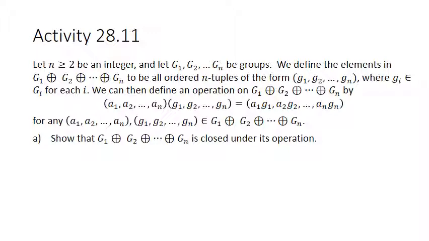Okay, let's go ahead and go over this. So first of all, show that G1 external direct product with G2 external direct product all the way up through Gn is closed under its operation. Okay, so to do this, we need to take 2 elements from this thing and show that their product will still be in it. So let's just call the 2 elements x and y. So let x and y be in this big external direct product.